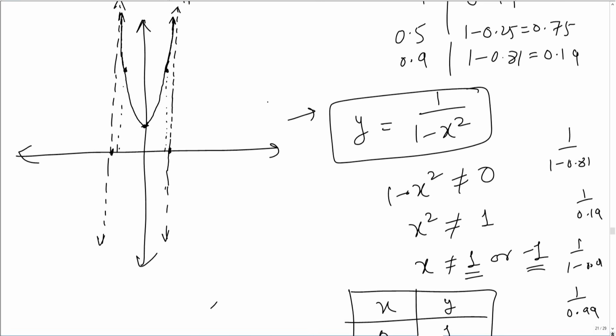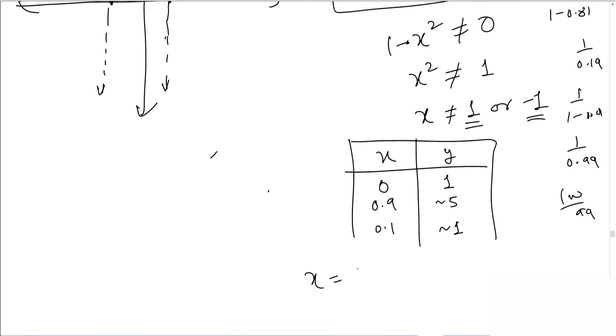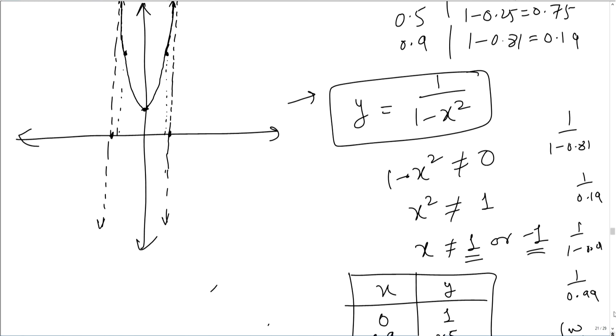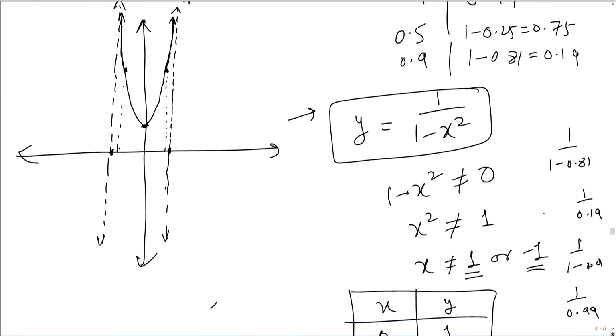So let us take values like x equals 1.1. What would happen at x equals 1.1? It would be 1 divided by 1 minus 1.1 squared. So it would be 1 minus 1.21, right? So this is 1 divided by minus 0.21, which would be approximately 100 by 20, so minus 5. So x equals 1.1 gives something like y equals minus 5. So when the value is greater than 1 and close to 1, the value of y is negative.